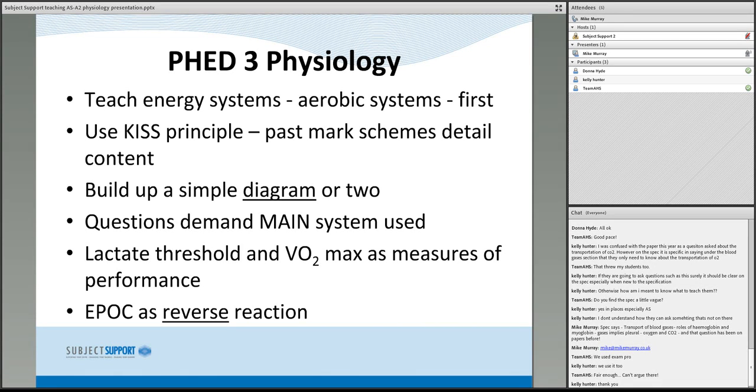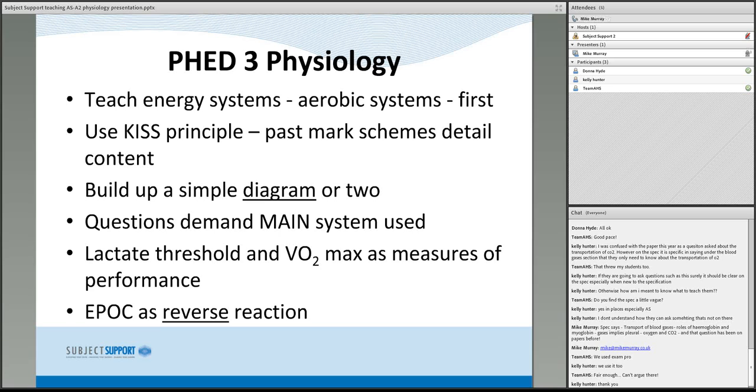So to stop that, we tell everybody that the questions always ask for the main system. And if they don't identify the main system, ready for the kick in the teeth, they get 0. If they don't identify the main system, they haven't answered the question. Therefore, they get 0. So even though the Mo Farah question might elicit the phosphocreatine system, might elicit the lactic acid system, and then might elicit loads and loads of valid points about the aerobic system, if they haven't told us that the aerobic system is the main system being used, they get 0. Please bear that in mind if you're the physiologist delivering energy systems.